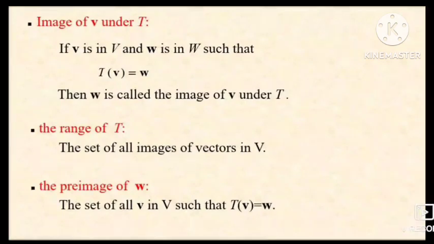Now what is the image of V under T? If v is in capital V and w is in capital W such that T of v is equal to w, then w is called the image of v under T. Now what is the range of T? The set of all images of vectors in V is called the range of T. Now what is the pre-image of w? The set of all v in capital V such that T of v is equal to w is called the pre-image of w.